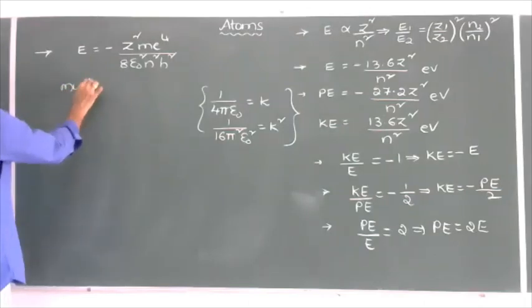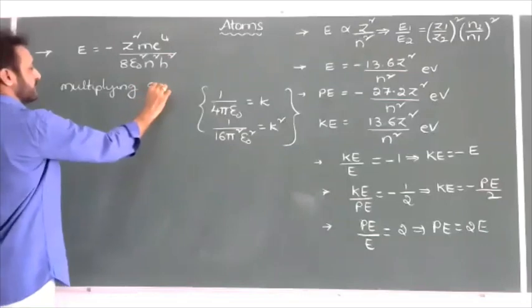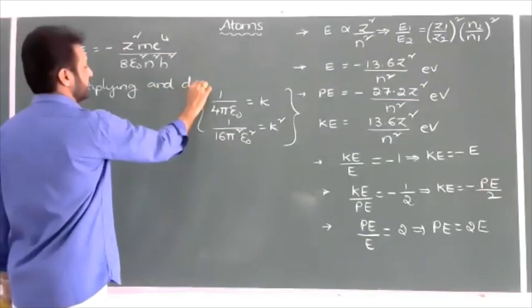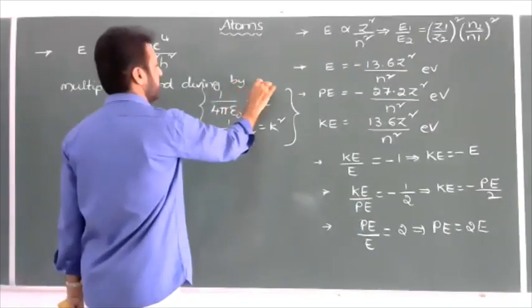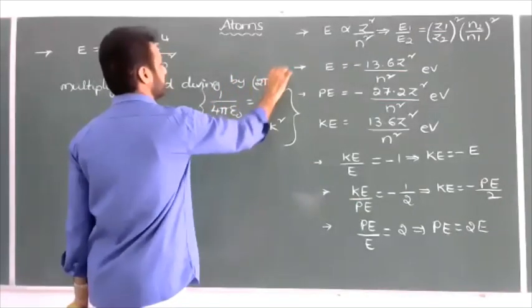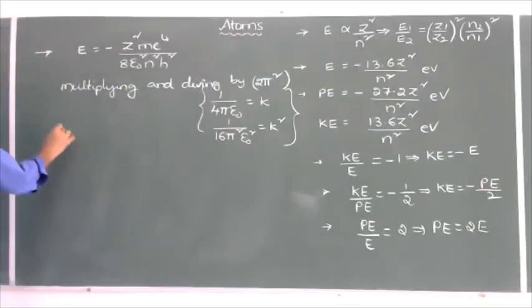Multiplying and dividing by 2 pi square. Multiplying and also dividing by 2 pi square. Now check what you'll get.